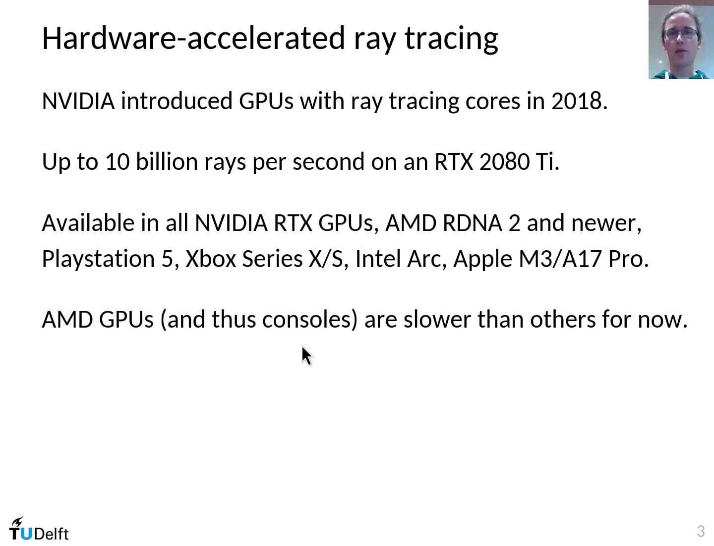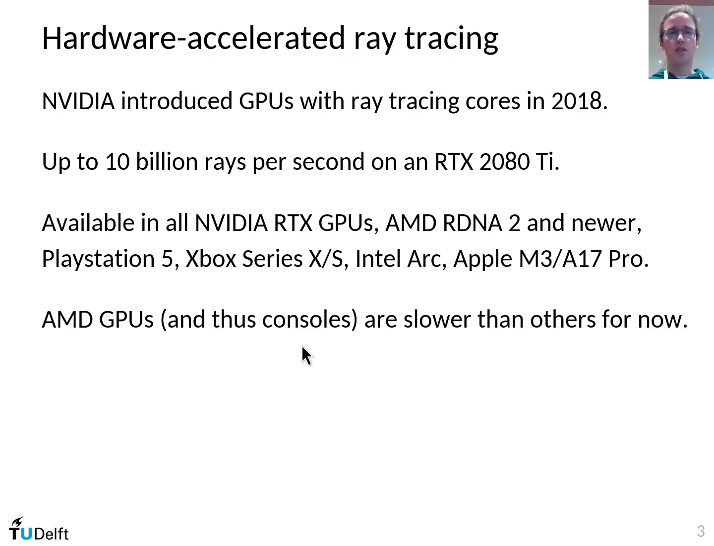And all the other hardware vendors have also added ray tracing hardware to their GPUs now. So you have it on all the NVIDIA RTX GPUs, in AMD GPUs, which are from RDNA 2 or newer, on the major consoles, PlayStation 5 and Xbox Series X or S. You have it in Intel Arc GPUs. And recently Apple announced that they have ray tracing hardware in their M3 and A17 Pro chips, and of course M4 also has it. So it's relatively widely available now.